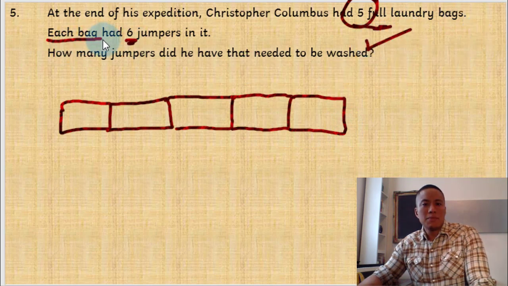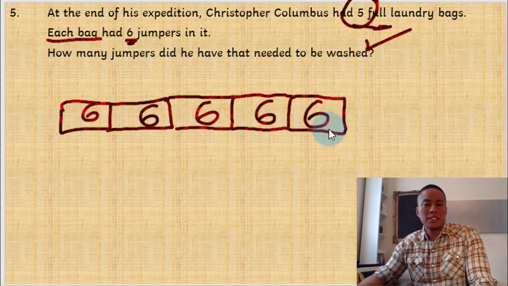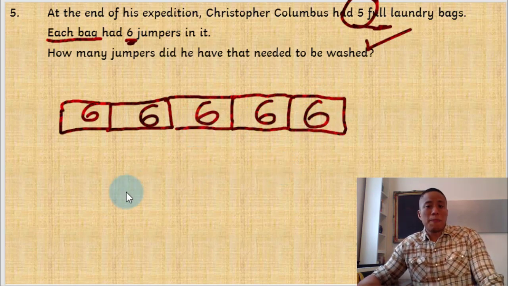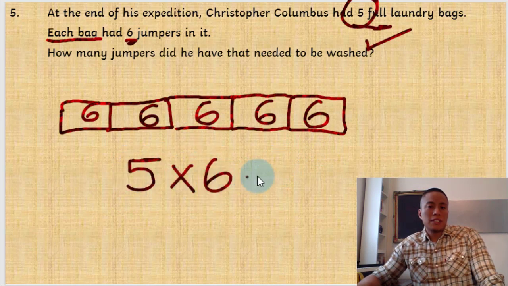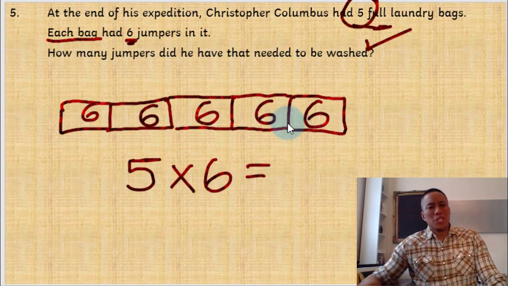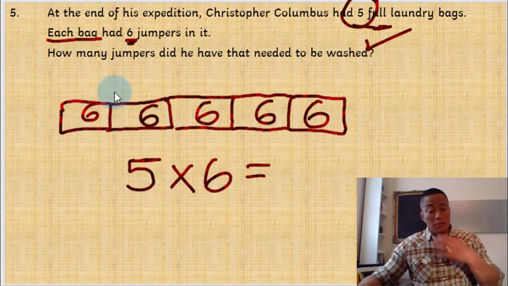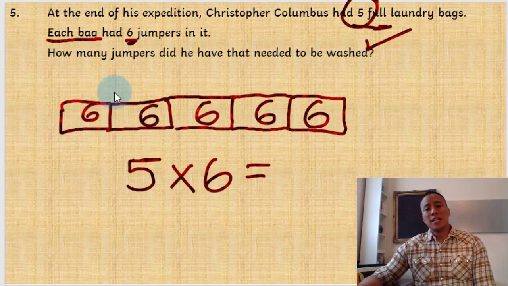Now each bag had 6 jumpers in it. 6 jumpers in here, 6 jumpers in here, 6 jumpers in here, 6 jumpers in here, and 6 jumpers in there. So this is what it looks like. You could even say that you had 5 lots of 6 equals. Now, I find it difficult to count in 6s. Don't know about you. I think it's pretty tough. So I need to go away and practice that.